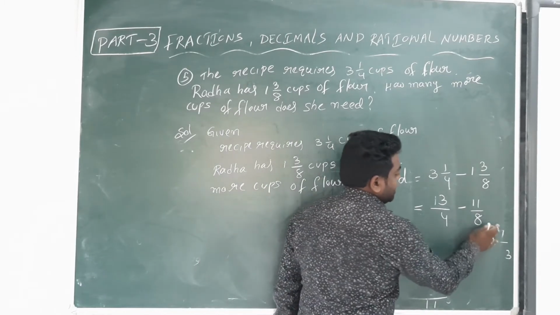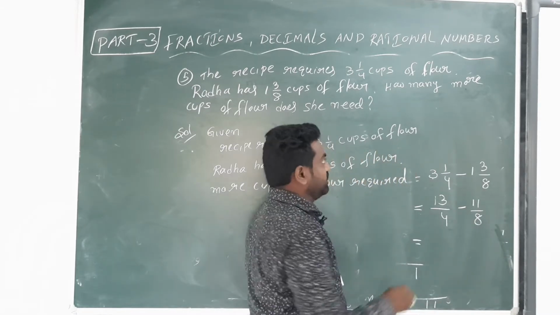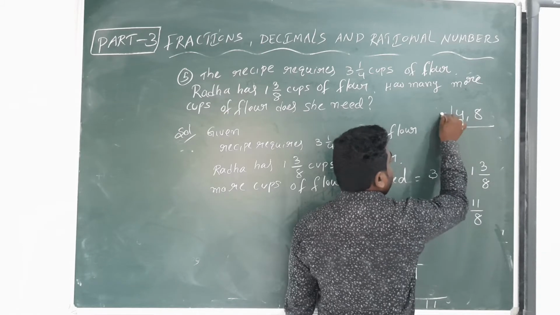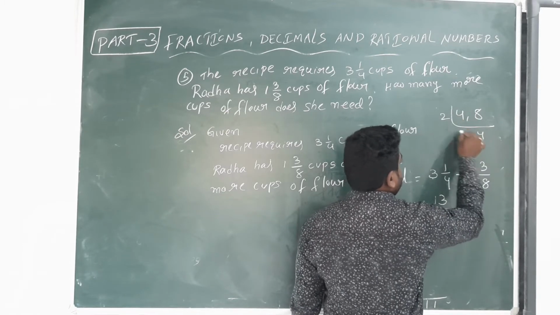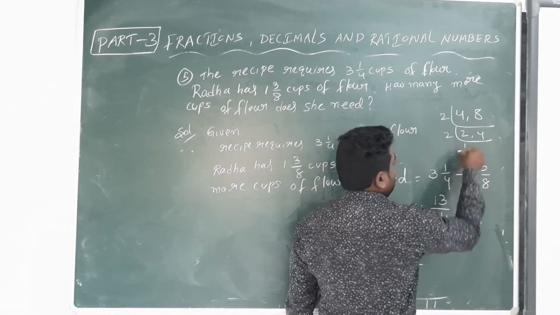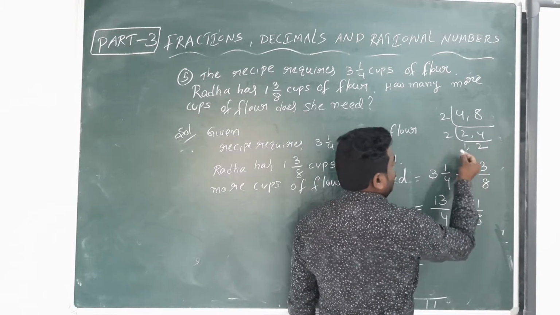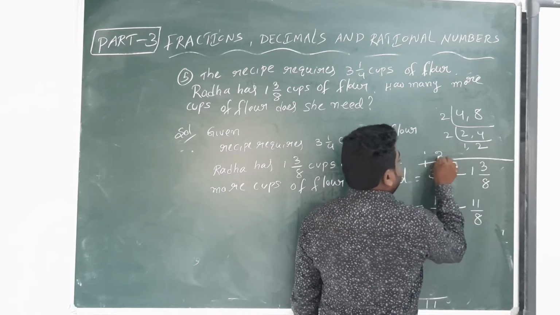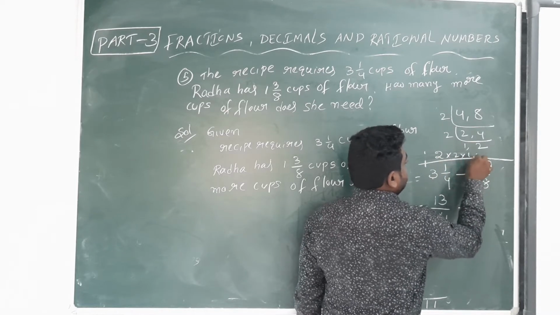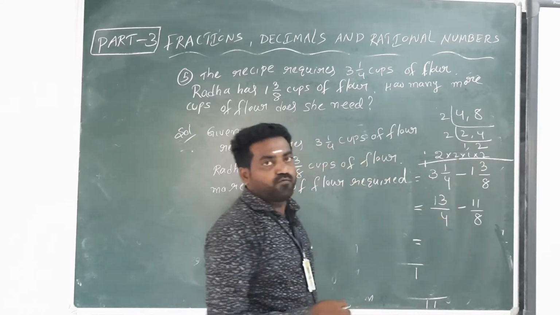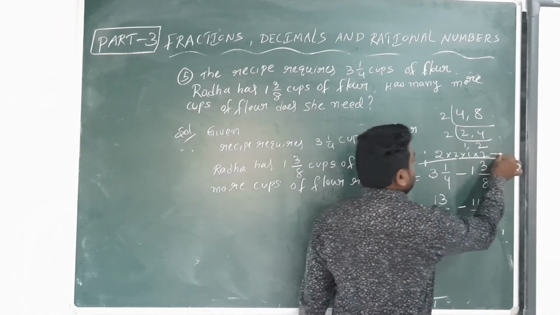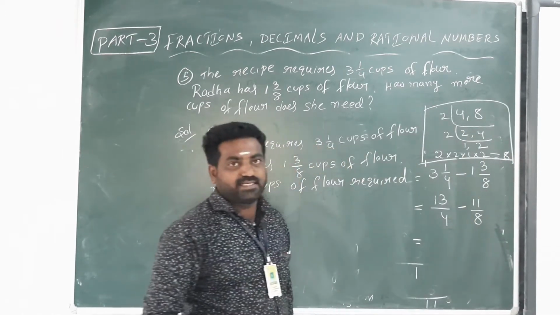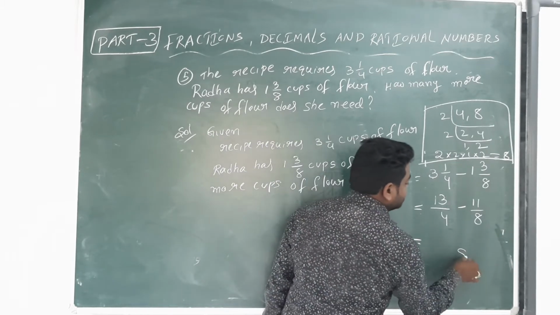Here, take the LCM of 4 and 8. 2 2s are 4, 4 2s are 8. Again, 2 1s are 2, 2 2s are 4. 4 1s are 4, 4 2s are 8. The LCM of 4 and 8 is 8.